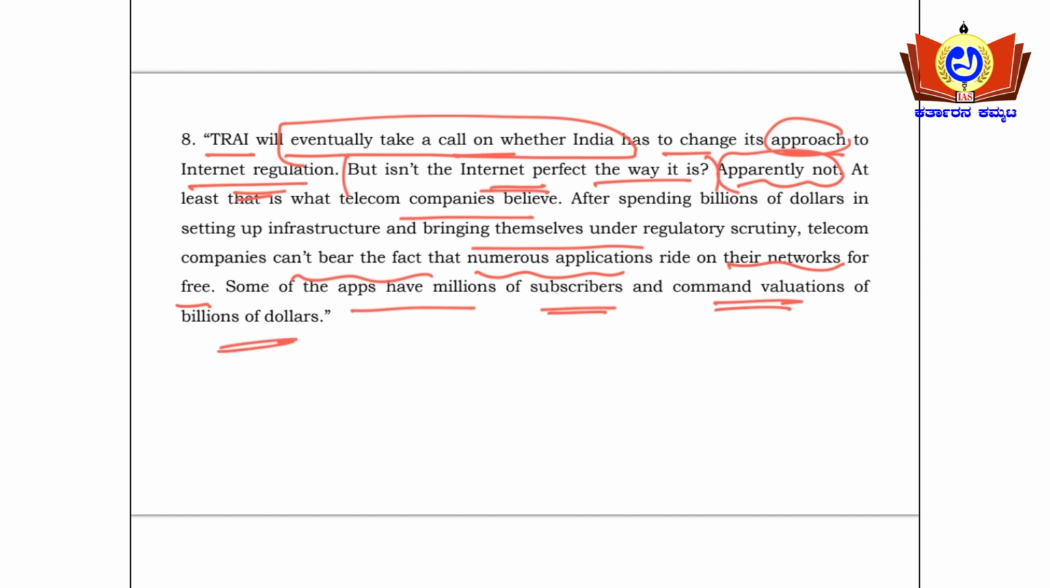TRAI will eventually take a call whether India has to change its approach to internet regulation. So it's asking the question, but it is also contradicting the above statement: but isn't the internet perfect the way it is? Apparently not, because these telecom companies are spending billions of dollars in setting up the infrastructure and bringing themselves under the regulatory scrutiny. Telecom companies can't bear the fact that numerous applications ride on their networks for free. Okay, so I'll see the question now.